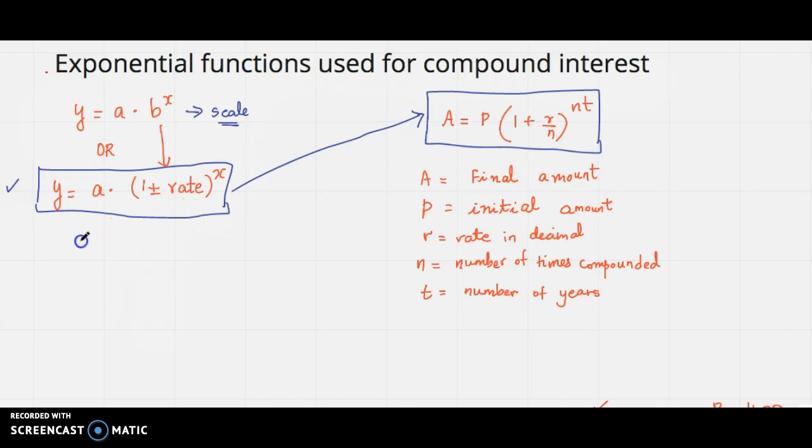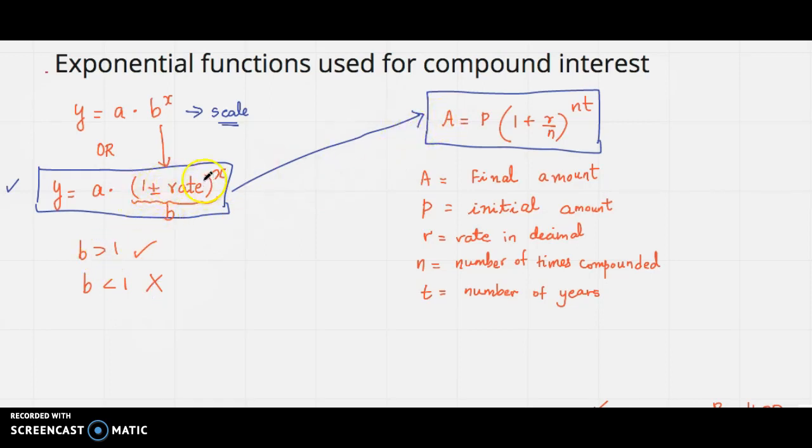We also know that if b is greater than 1, it's going to be exponential growth, and if b is less than 1, it's going to be exponential decay or decrease. Now, all our problems in compound interest are going to be b greater than 1. This whole part is going to be our b, which is 1 plus rate. Whatever we have as the rate, we're going to add 1. We're going to ignore the negative here because it will never be a decrease for compound interest problems. It will always be an increase.